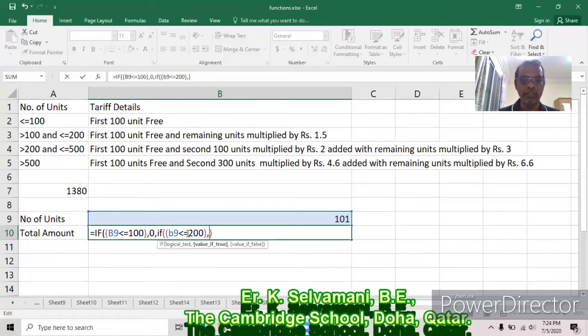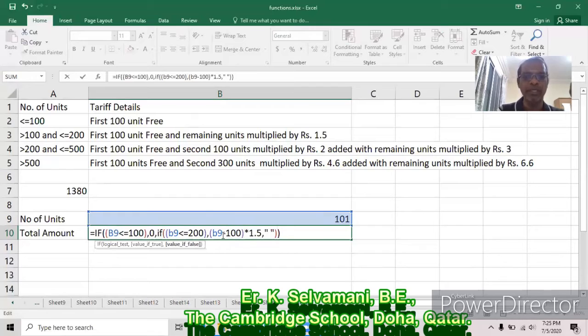Then what will happen? The first 100 will be 0, so no need to worry about this one. For the remaining unit value, we have to find B9 minus 100, and that should be multiplied by rupees 1.5. Let me explain. If the condition is false, the number of units is greater than 100. Again it will come here. If this condition is true, the number of units lies between 100 and 200. Why are we putting minus 100? The first 100 units are free, so no need to worry about the first 100 units.